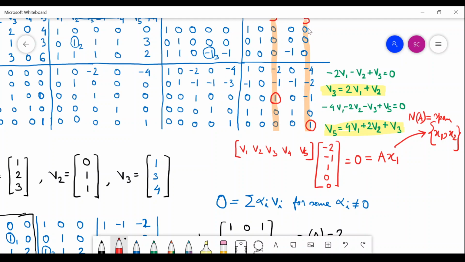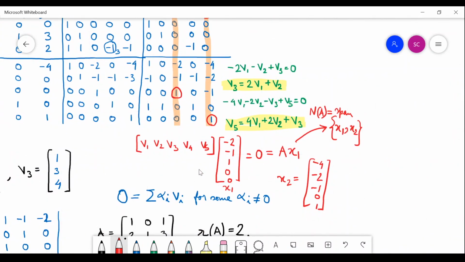What is x2? You see another column has become 0. So this is the x2 vector. You get it directly from looking at the vector at the bottom. This is x1. What is x2? x2 is -4, -2, -1, 0, 1. And of course, any linear combination of these two vectors multiplied with A will also give 0. You can check this as an example.